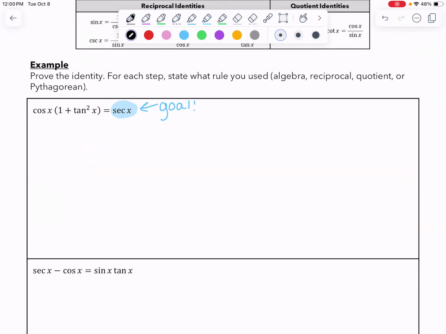With ALEKS, it's always going to start by using the left-hand side. So we'll just start, LHS stands for left-hand side. I'm going to start by just writing that down. Cosine x times 1 plus tangent squared x.